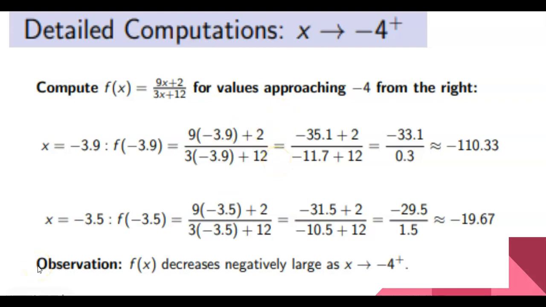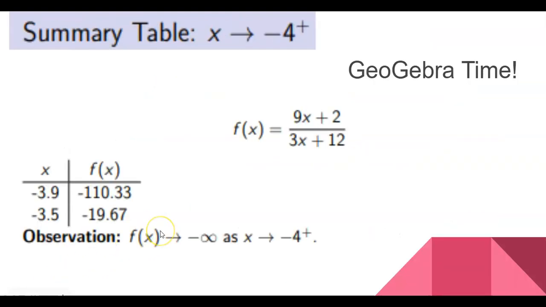Okay, so as we gradually complete the table of values, we observe that f of x becomes increasingly large in the negative direction as x approaches -4 from the right. Alright, so similarly, GeoGebra time. Here's the summary table, by the way. So using GeoGebra, let's examine more values of x that are very close to -4 from the right. Like for example, -3.999, -3.9999, and -3.99999. Okay, and let's observe what will happen.